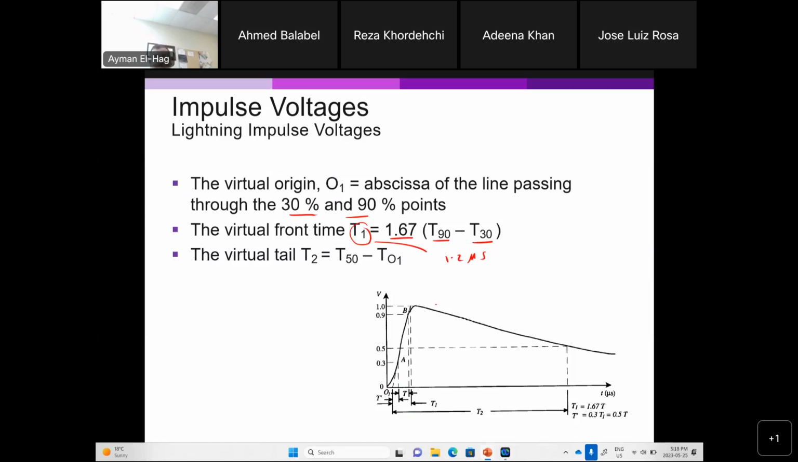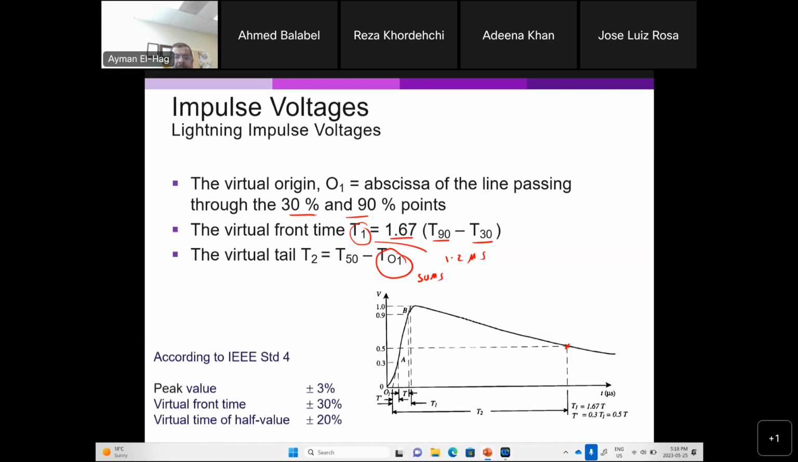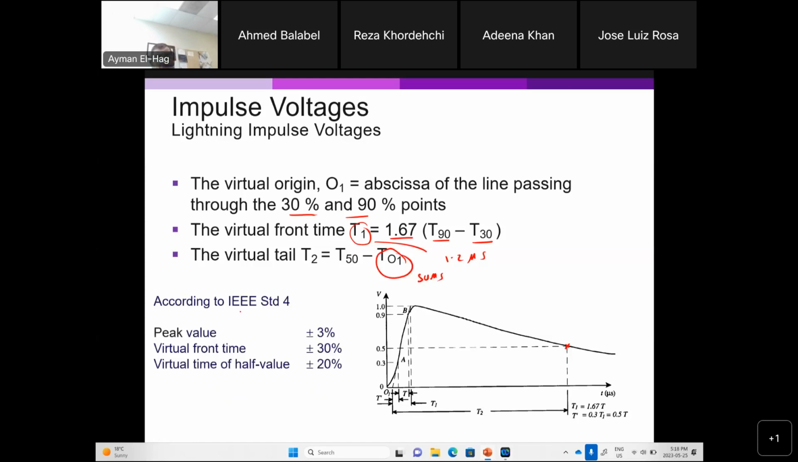The fall time is the time between when the waveform basically reduces to 50% of the value, minus the original, the virtual origin. So that is how we define the rise time, the 1.2 and the 50 microsecond. Of course, it's impossible to get exactly 1.2 microsecond or exactly 50 microseconds. So we will have some tolerance as per the IEC standard 4. This is the standard for high voltage testing.